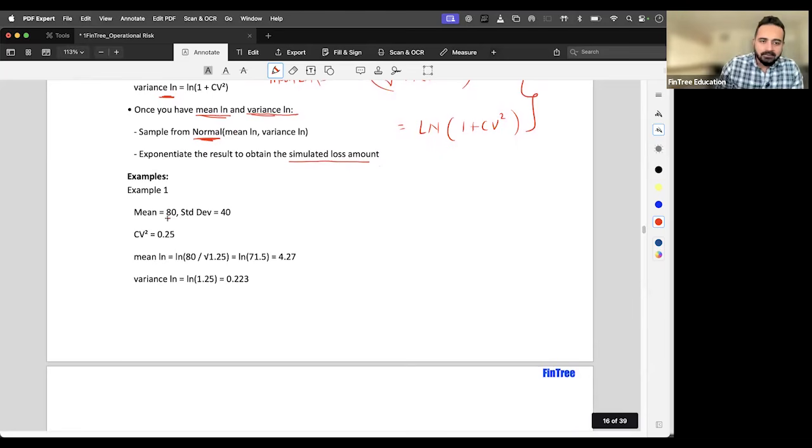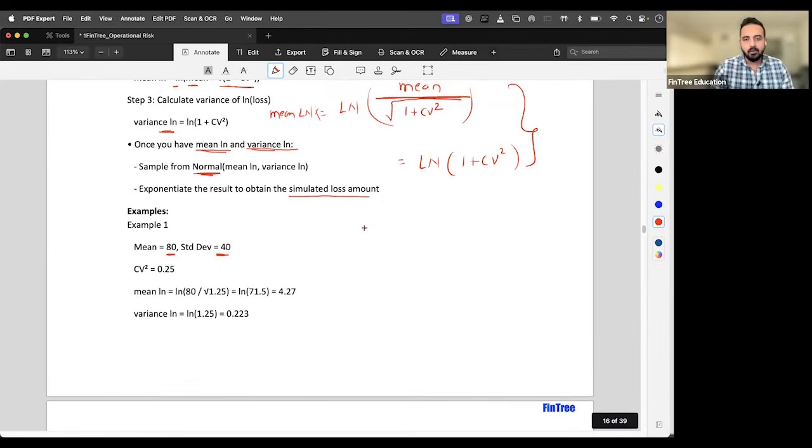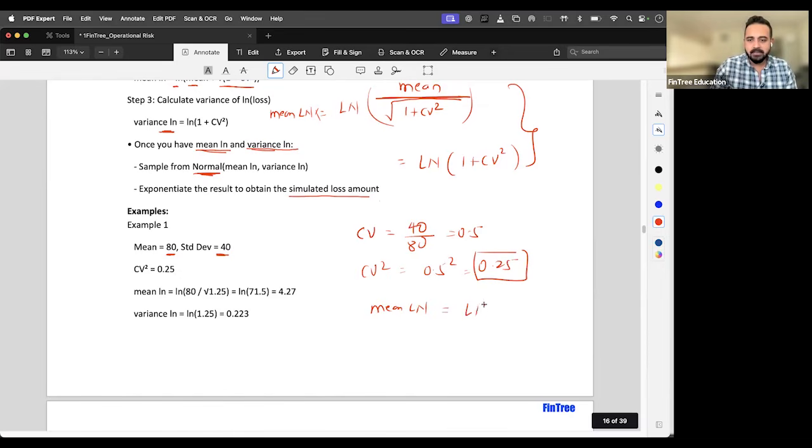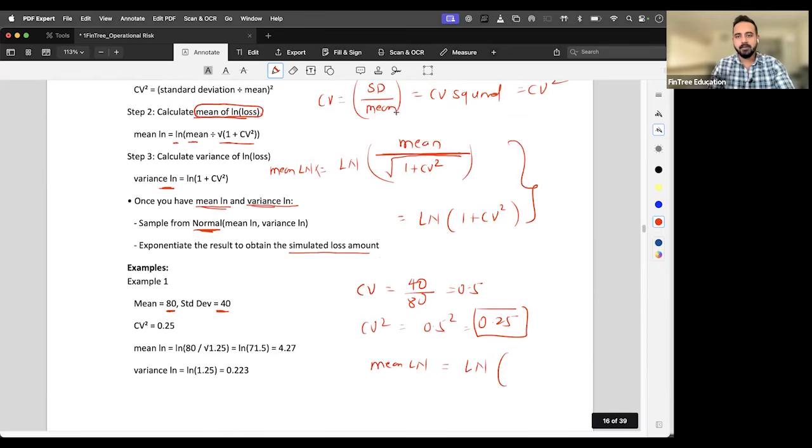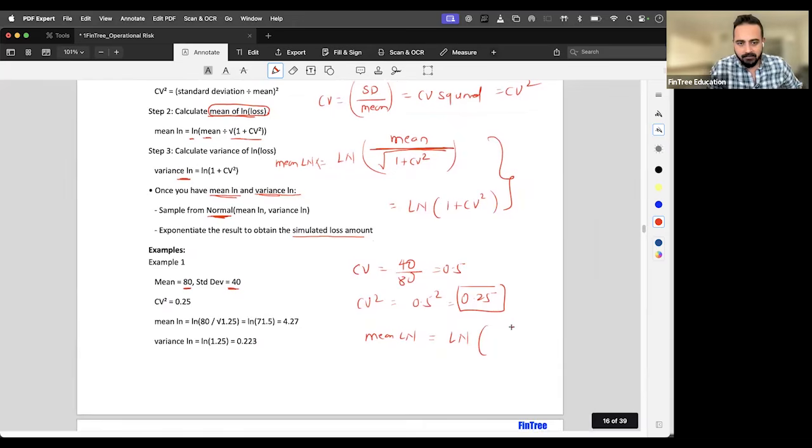Let's assume you're being told that the mean of losses is 80, standard deviation is 40. Step number one, let's calculate CV. 40 divided by 80, which is equal to 0.5. CV squared, 0.5 squared, should be equal to 0.25. Now, once I have CV squared, I can calculate the mean of ln, the natural log of that mean distribution. What would this be? This would be the natural log of, we use this particular formula, the mean given is 80 divided by the square root of 1 plus CV squared, 0.25. So it's 1.25 under root.